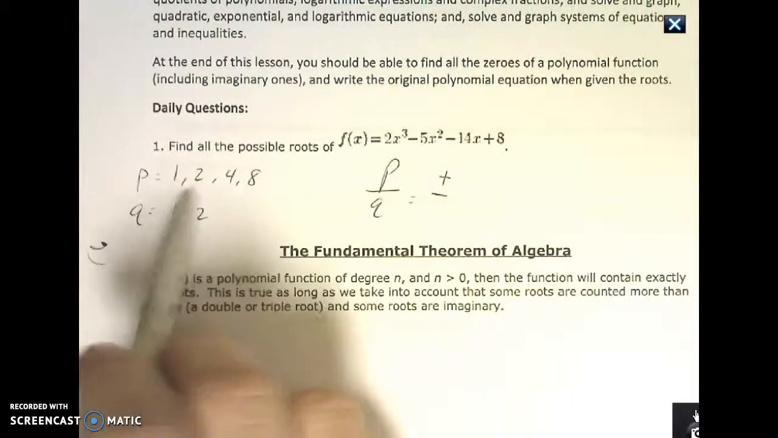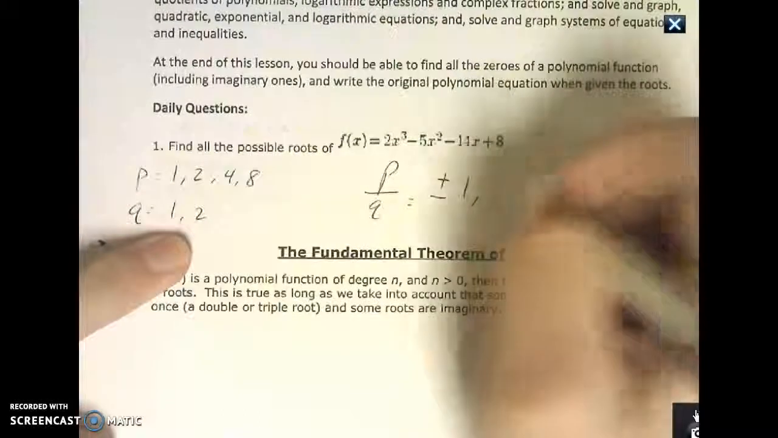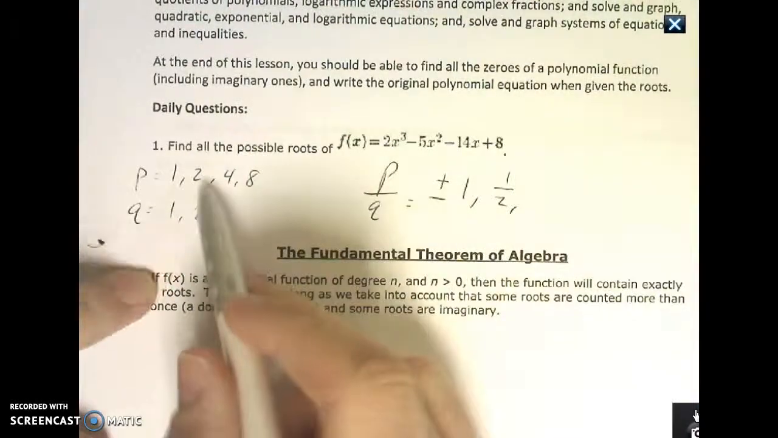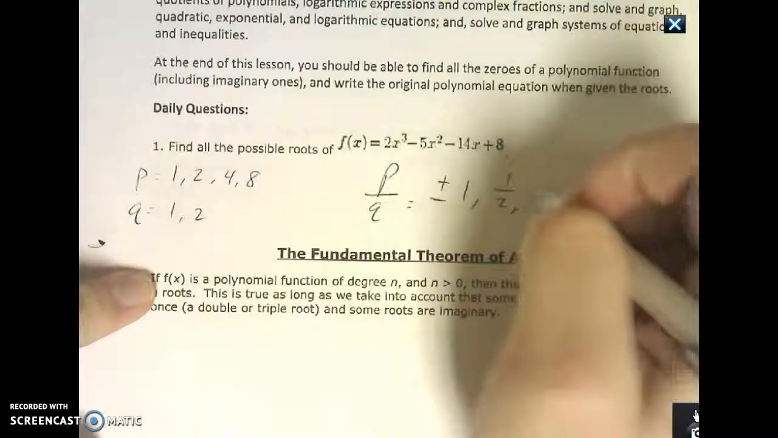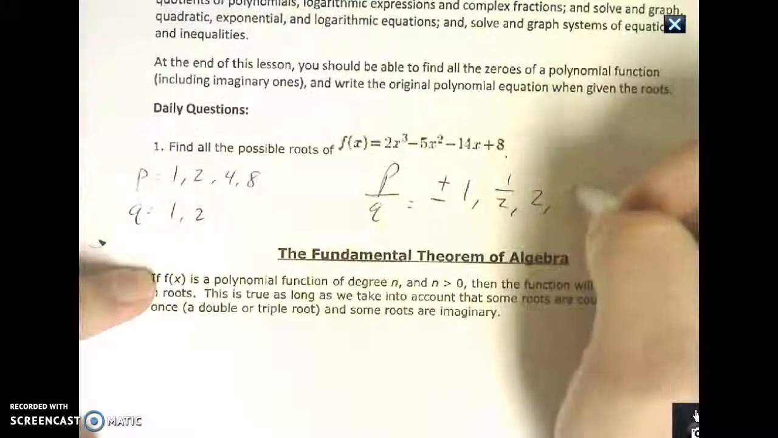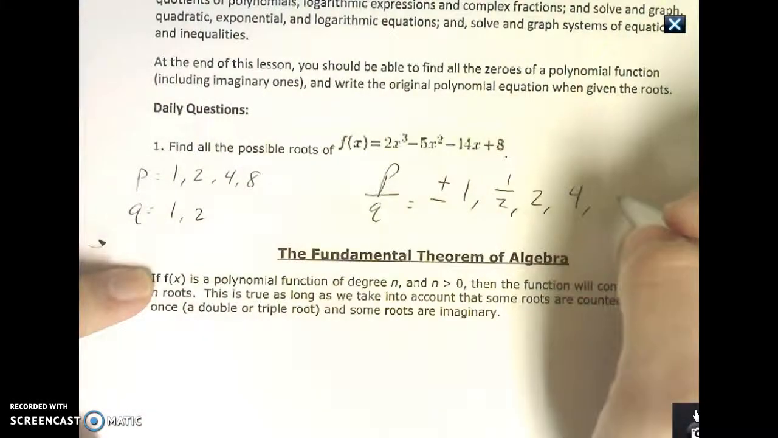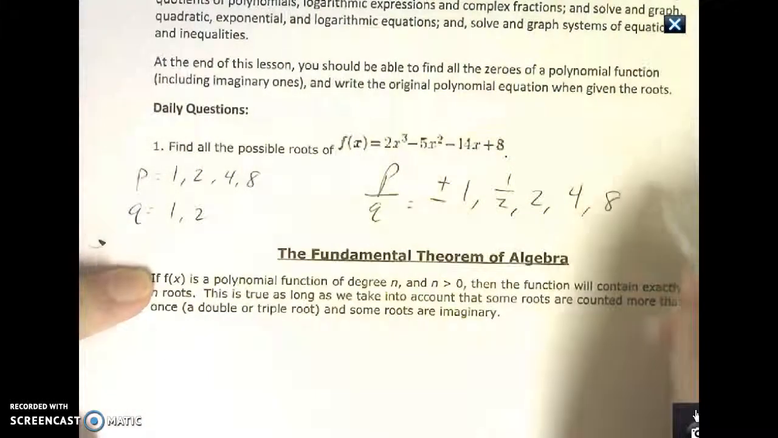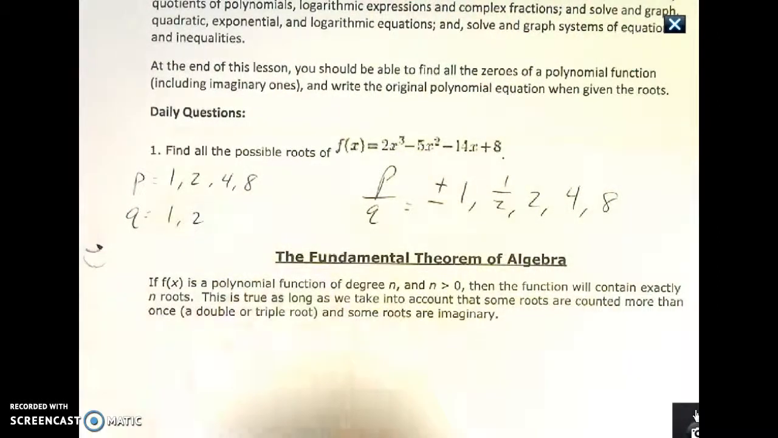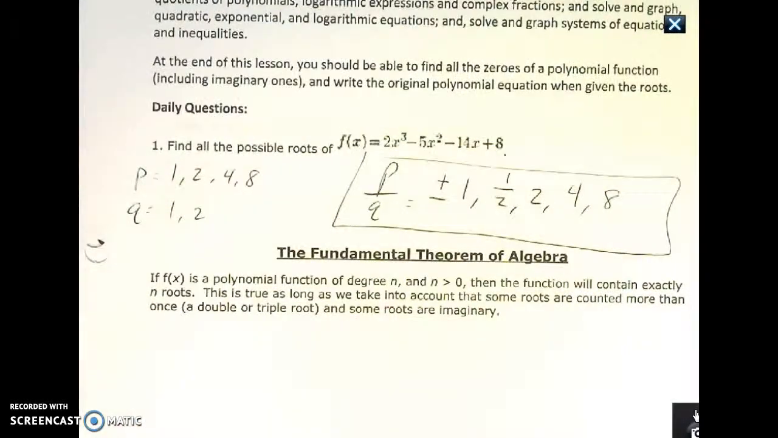Like we talked about in class, I'm going to do 1 over 1, which is 1. 1 over 2, which is 1/2. I'm going to go down the line. 2 over 1 is 2. 2 over 2 is 1. 4 over 1 is 4. 4 over 2 is 2. 8 over 1 is 8. And then 8 over 2 is 4. So our possible roots are plus or minus 1, 1/2, 2, 4, and 8. Those are what we could use to start with.